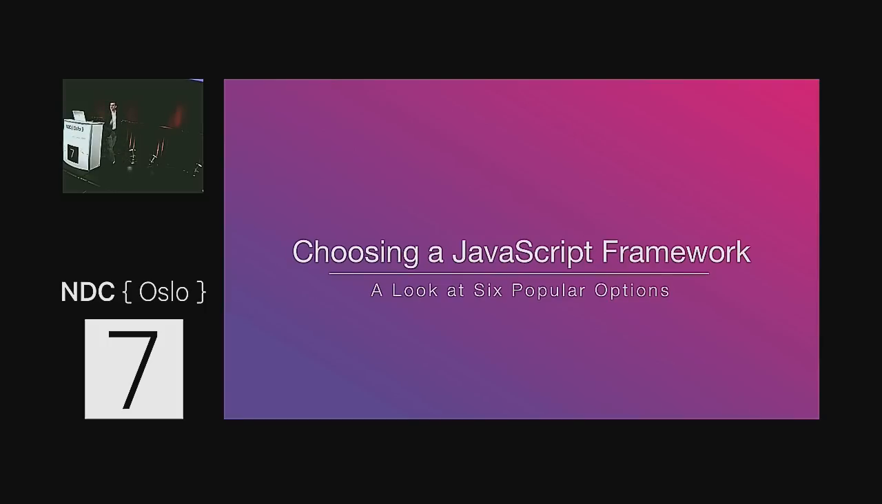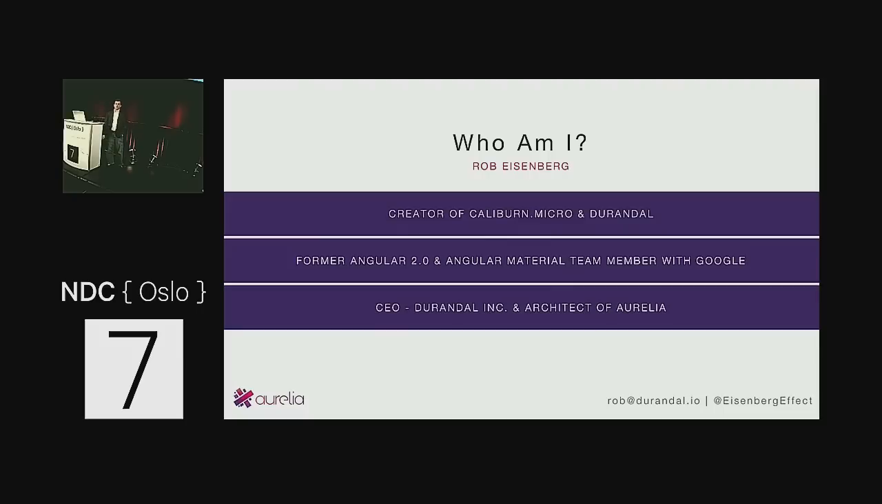This talk is obviously titled Choosing a JavaScript Framework, a look at 6 popular options. My name is Rob Eisenberg. I have a pretty extensive history in front-end frameworks across a variety of platforms, including Windows, Unity 3, Flash, Flex, Silverlight, and the web.